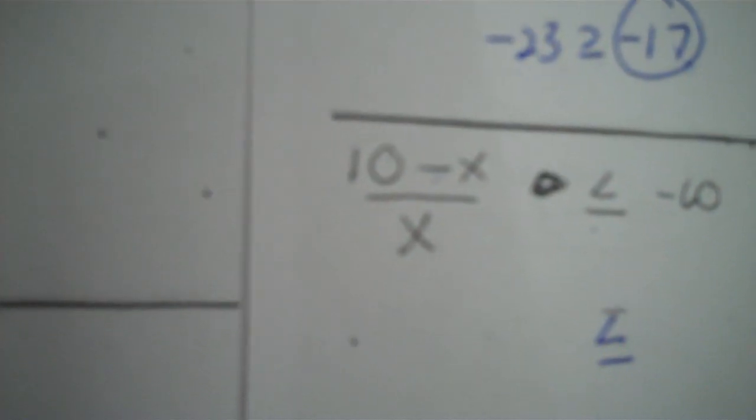Okay, next problem. 10 minus, don't put plus negative if there's just an x. You will plus negative after we put the number in for the x. Okay? 10 minus x divided by x is less than or equal to negative 60. So I substitute 0.2 for x here and here at the same time. So 10 minus 0.2, now you can put plus negative, divided by 0.2. Don't put plus negative on a variable when you're putting a number in for the variable.